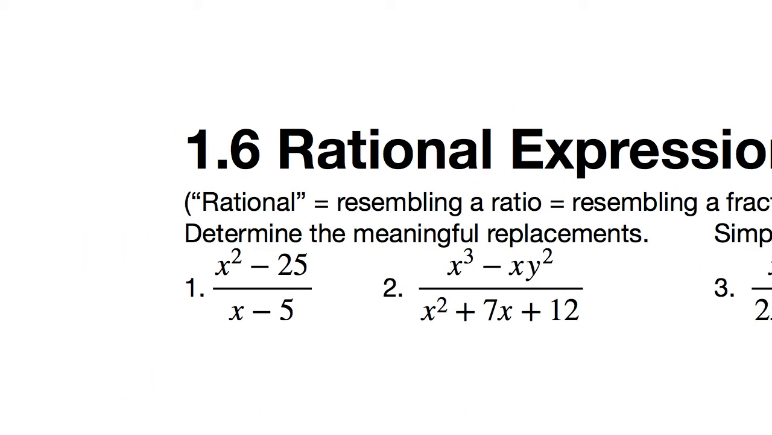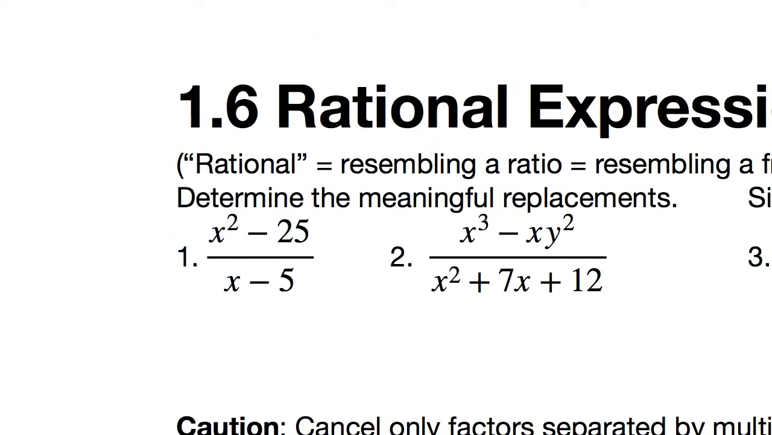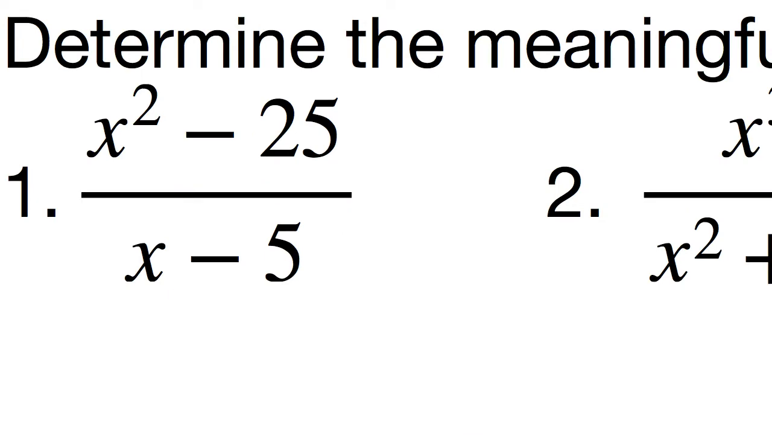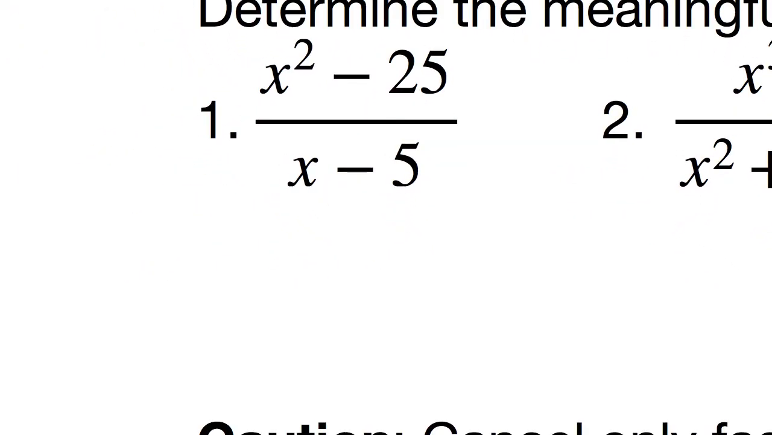Determining the meaningful replacements. This book is kind of strange in its use of vocabulary, because I've never really seen the word replacement before. Usually it's called substitutions. To determine the meaningful substitutions: what values can you put in here for x and it all still works? Well, you can't put in x equals 5. x should not equal 5.